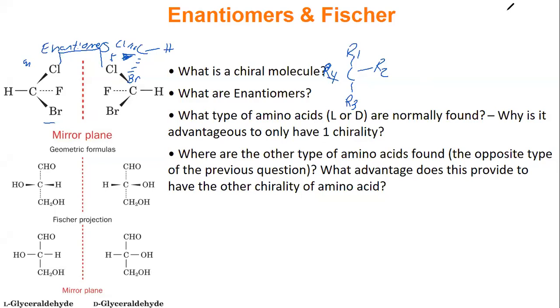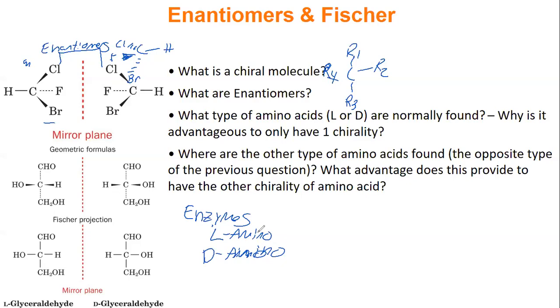Maybe cells are just using the L stuff. They don't know how to do D anymore. Kind of along those lines. So enzymes. Enzymes are proteins that do biochemical reactions. They are so specific in their reaction that if you tried to give them a D amino acid, they would fail. They would not be able to work on a D amino acid.